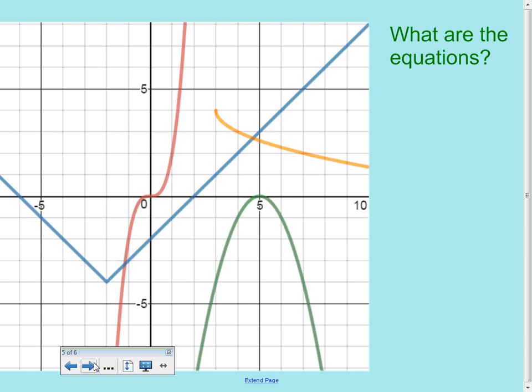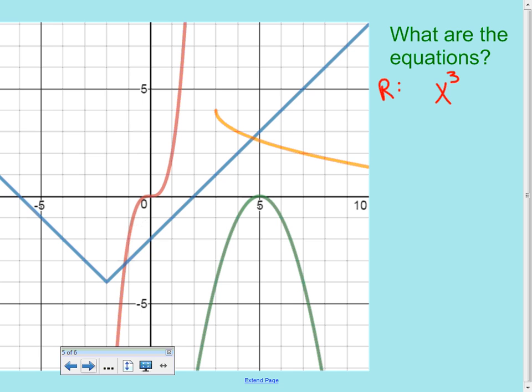All right, now we got a big mess of equations here. Let's get to it. Let's look at the red equation. Let's see here. The red equation here, that's definitely an x cubed looking graph. So I know that much. But there's something to it. It's not quite x cubed.